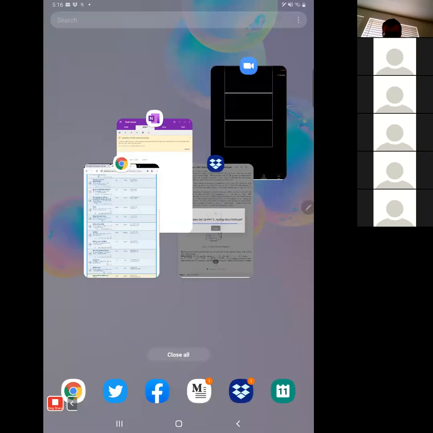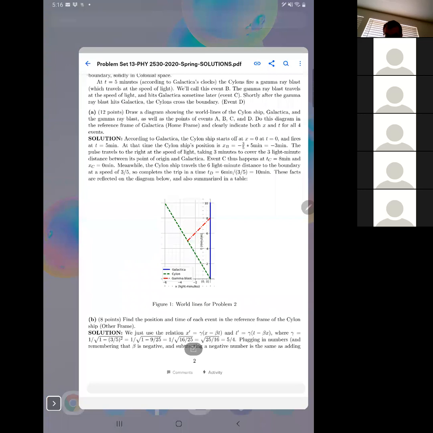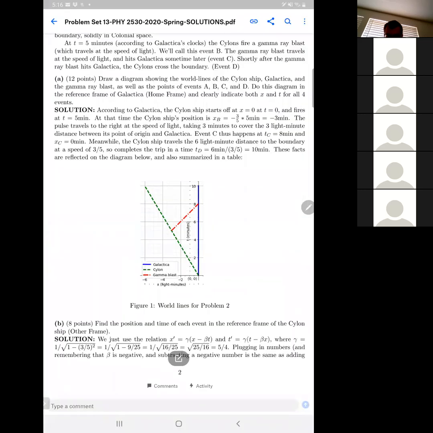And it keeps turning off sharing. Other questions? Anyone? Anyone?